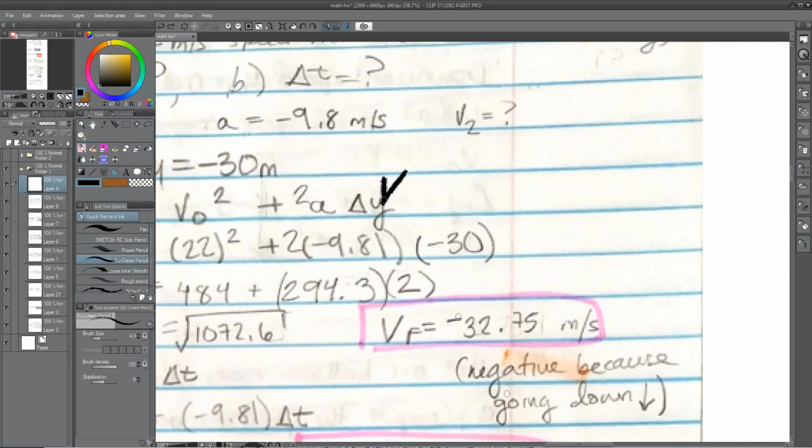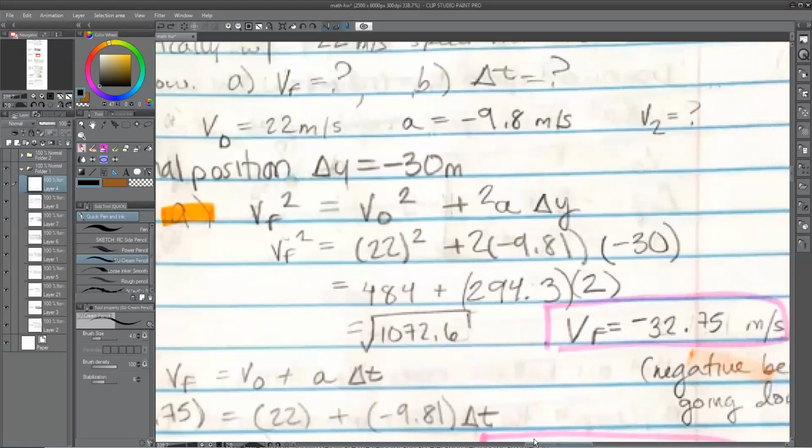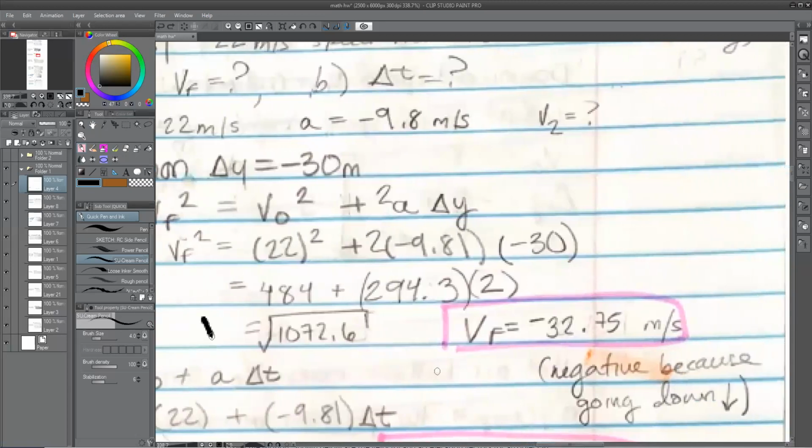And then for the change in y, I plug in negative 30. And when I solve for it, because this is vf squared, ultimately I have to square root everything. And then I get vf is equal to, right here, vf is equal to negative 35 meters per second, and it's negative because it's decreasing, it's going down.